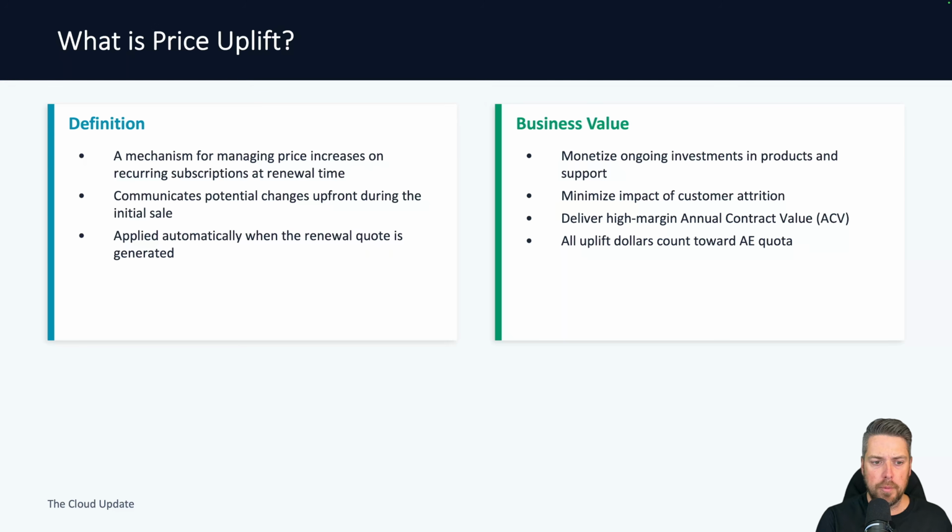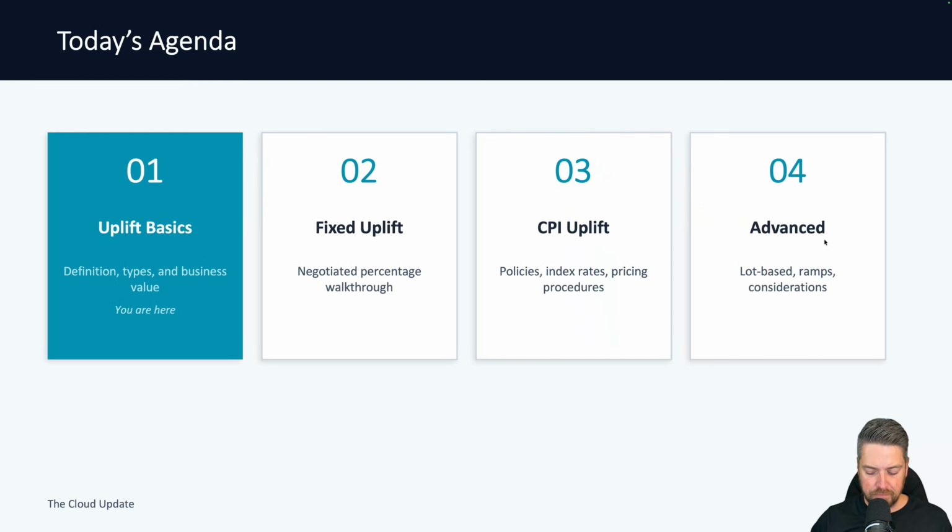You will be able to communicate those potential changes upfront on your initial sale, right? Because you can capture that on your initial quote and then obviously expose that in your output document. And then it will be applied automatically when you get your renewal quote generated. The business value obviously is to monetize ongoing investments in your product supports, right? And minimize impact of customer attrition, deliver max ACV through your renewals, and uplift dollars will be depending on business policy, right? But perhaps count towards bookings for renewals for your account team.